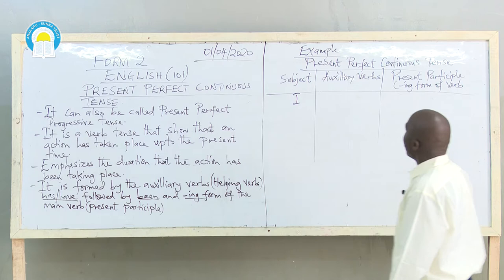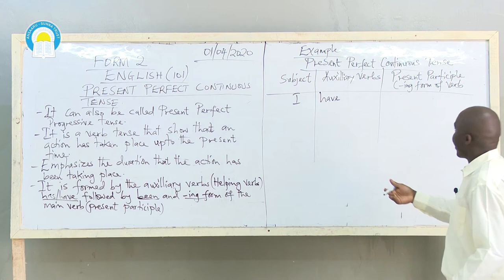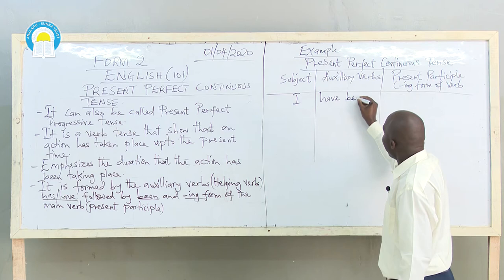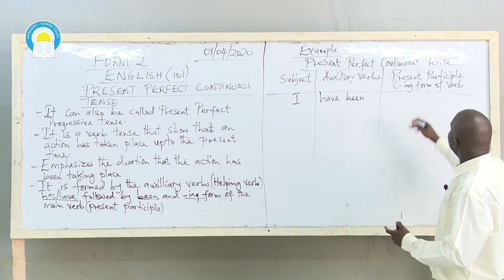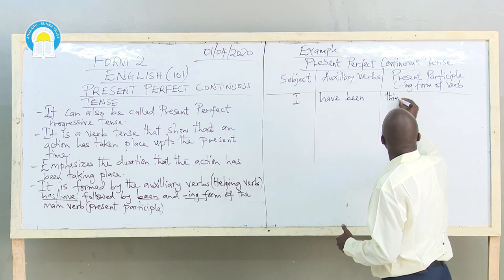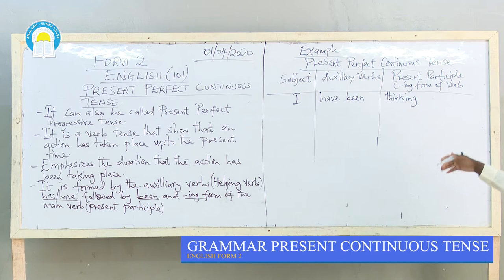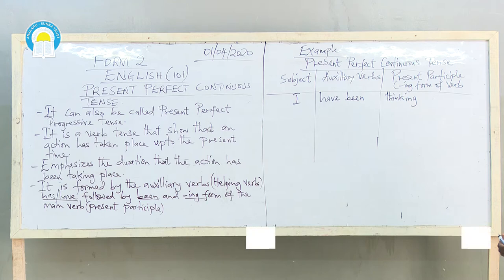So the subject I is always followed by the auxiliary verb have. And we have said that for you to talk of continuous, the progressive, you have to add the word been. Therefore, the words have and been are referred to as auxiliary verbs. Let us have a look at the example of the verb think. How do you make it continuous? You add the ing form to the word think. Then you talk of, I have been thinking. And therefore, have been thinking is present perfect continuous tense or present perfect progressive tense.